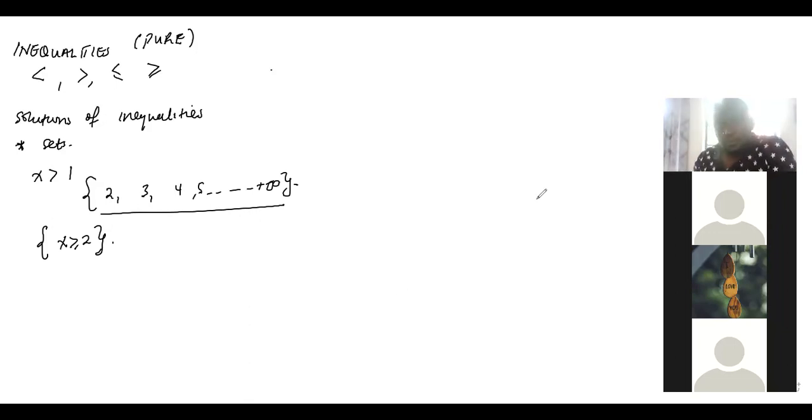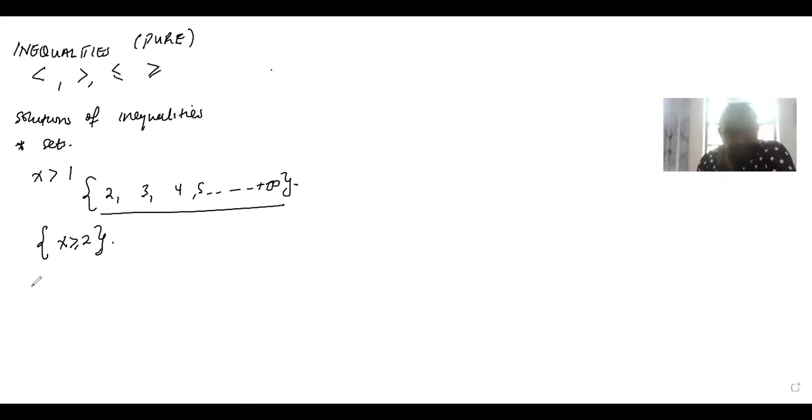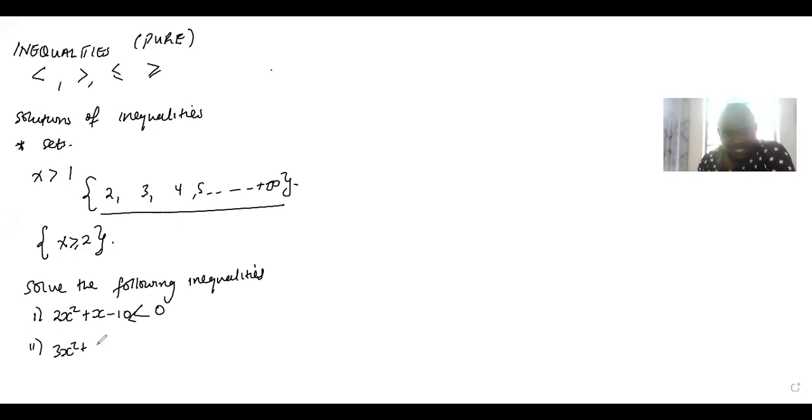Right now, we are going to have examples of the following inequalities. For example, example one: 2x squared plus x minus 10 is less than zero. Then Roman 2: 3x squared plus 17x minus 20 is greater than 8. Then Roman 3: 2x squared minus x is greater or equal to 6.